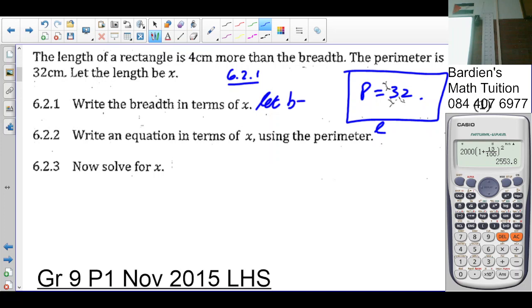So I would say let your breadth be x. Then this is write down an equation in terms of x. So your length would be x plus 4. As I've said, if you had made your length x, your breadth would be x minus 4.